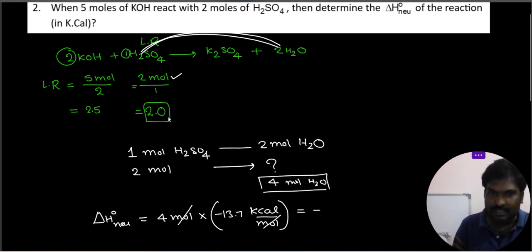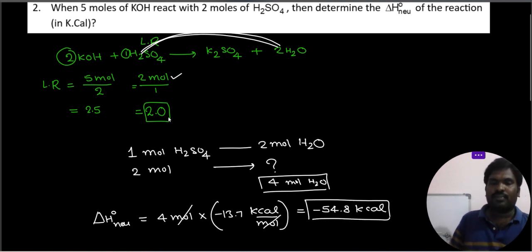Here, minus 54.8 kilocalorie. So this much energy is released. Understood? I hope everyone understood. Yes. Now, moving to the next problem.